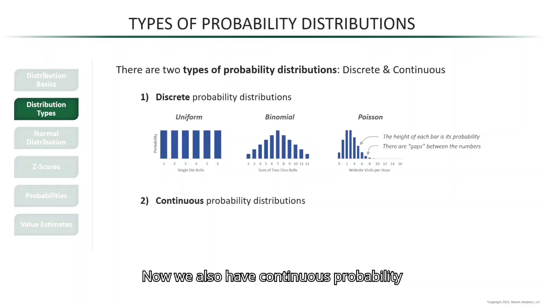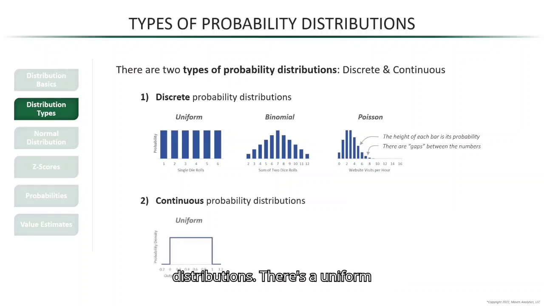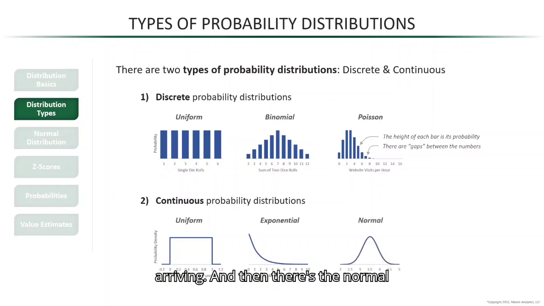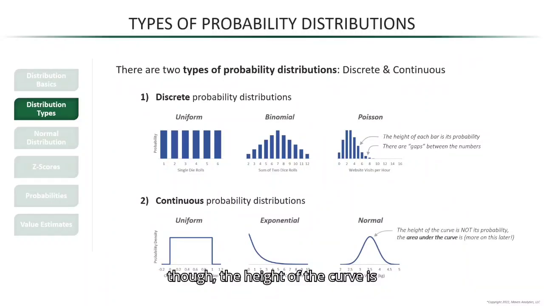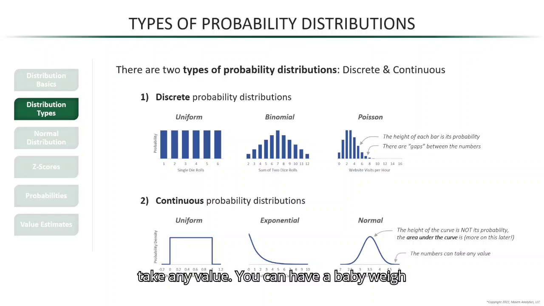Now we also have continuous probability distributions. There's a uniform distribution here as well. There's an exponential distribution, which expresses the amount of time between 2 events, like the minutes between customers arriving. And then there's the normal distribution with its famous bell shape. Now, contrary to discrete distributions, though, the height of the curve is not its probability here. The area under the curve is. And in these distributions, the numbers can take any value. You can have a baby weigh exactly 4 kilograms at birth, but they can also weigh 4.001 kilograms.